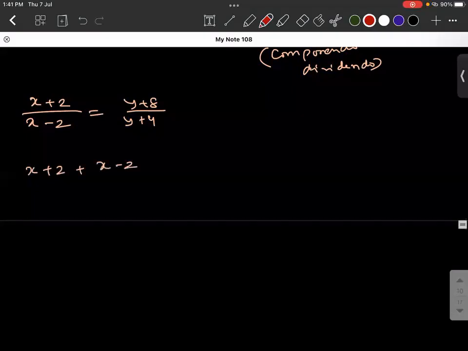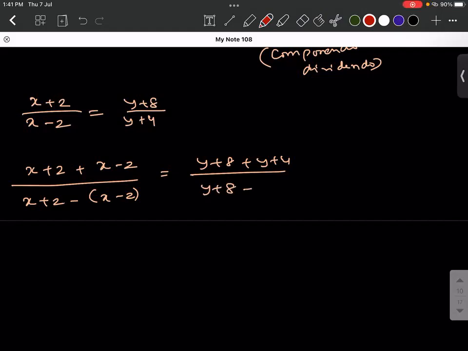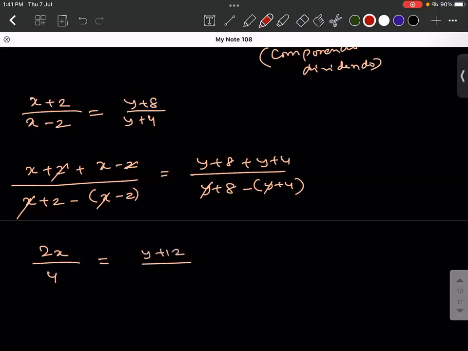(x + 2 + x − 2)/(x + 2 − (x − 2)) = (y + 8 + y + 4)/(y + 8 − (y + 4)). So what will happen? x gets cancelled here and y gets cancelled here, and here 2 is getting cancelled. So 2x/4 = (2y + 12)/4, cancel. So you got a linear equation.